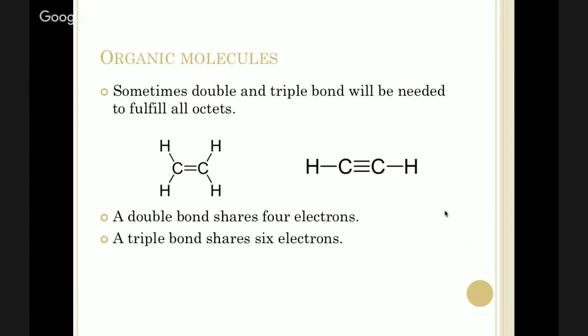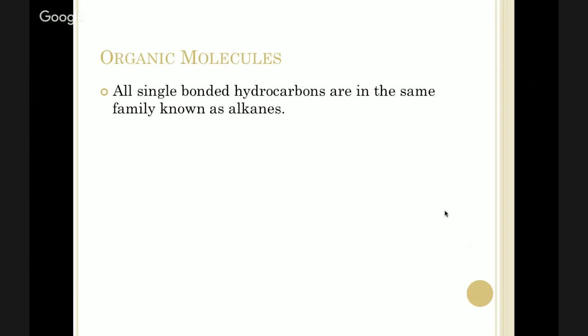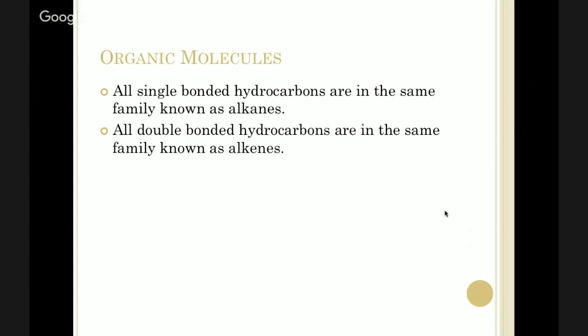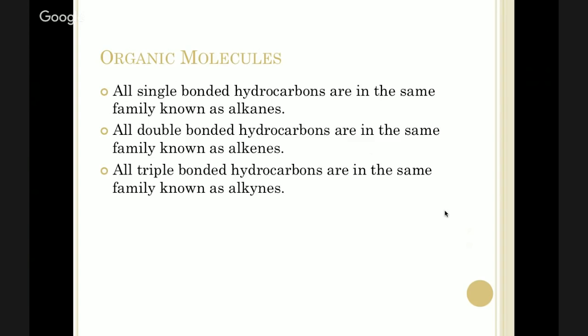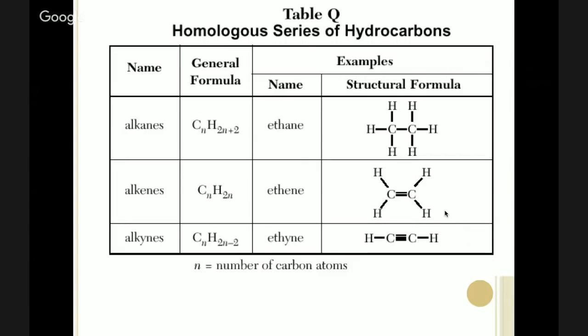Notice that when I mentioned those, their names ended differently, ethene and ethyne, telling you what kind of bonds you have between the carbons. So just backing up, all single bonded hydrocarbons are in the same family known as alkanes, all double bonded ones are in the same family known as alkenes, and triple bonded hydrocarbons are alkynes. You can refer to table Q to figure this out, which we can see here. Alkanes always have single bonds, enes with double, and ynes with triple. The name of a substance that has single bonds also ends in ane, just like the family name, and ene for alkenes and yne for alkynes.